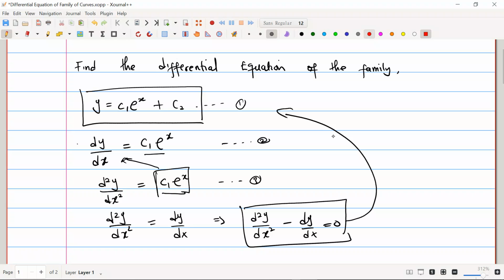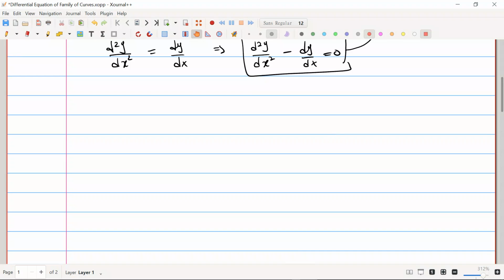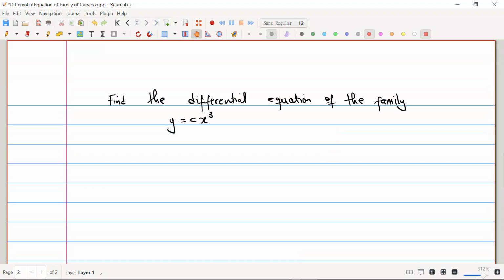In other representations, we can say that d squared y/dx squared could be written as y'' minus y' is equal to 0. If you are familiar with this, you just use that one. And that is a differential equation with the family of solutions given in this way. Now we go to the second kind of problem, which is this one. The second problem says find the differential equation of the family.